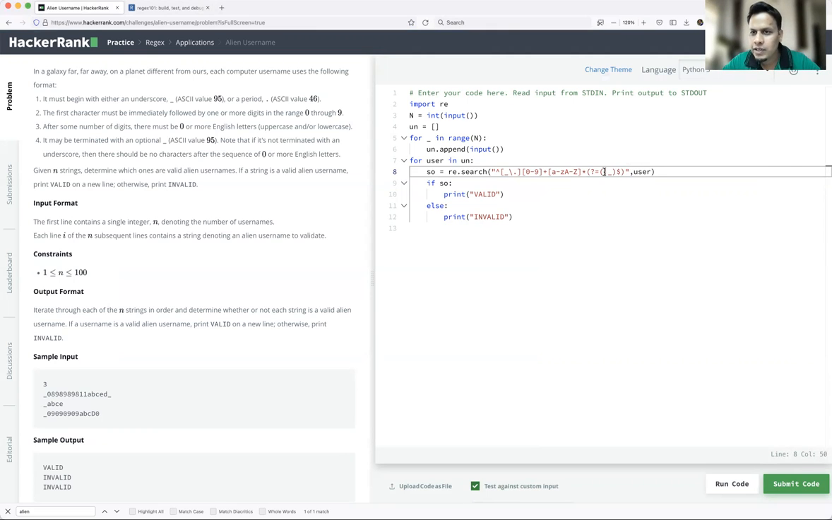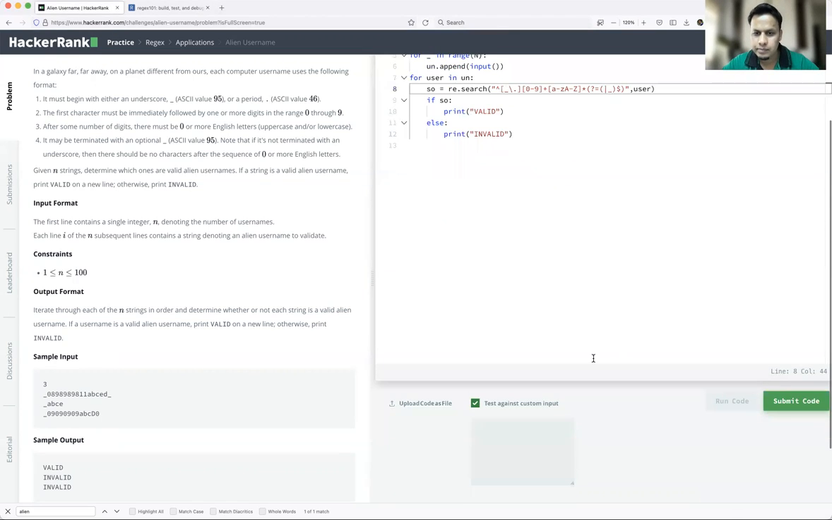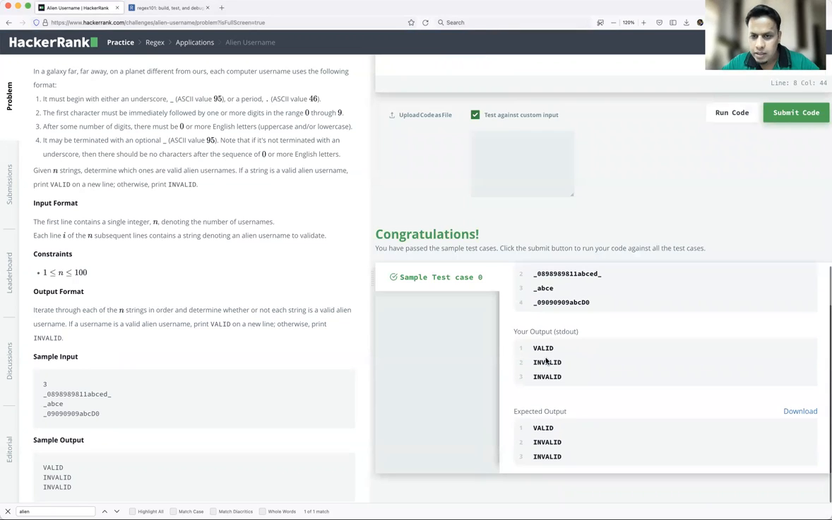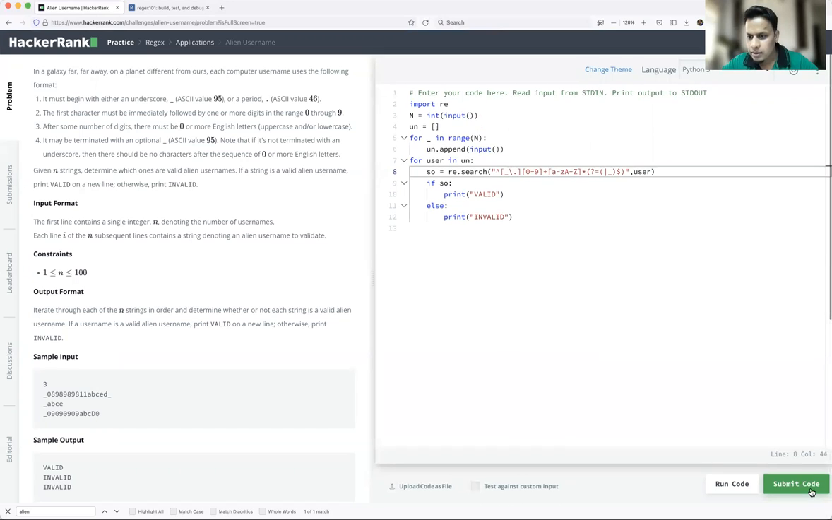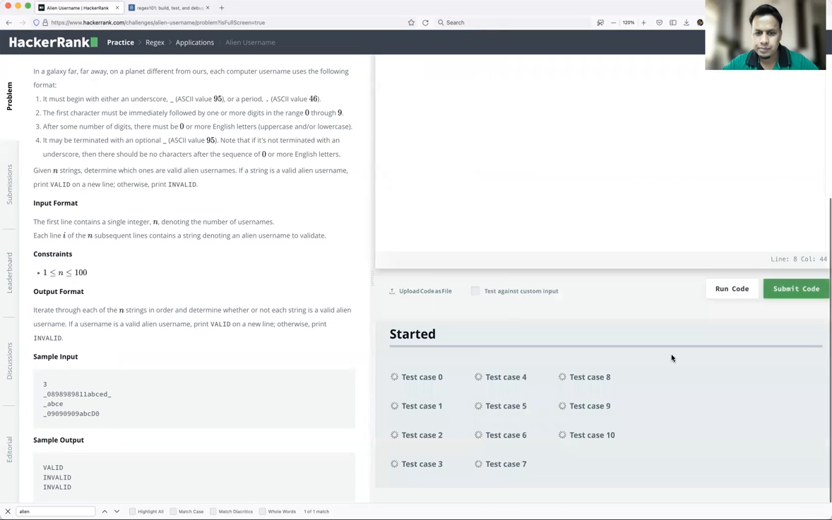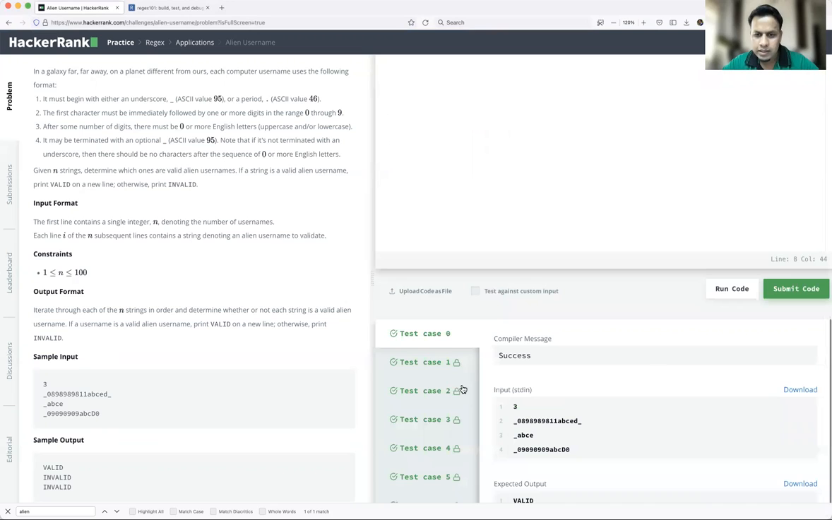So before bar we don't have anything, before or character we don't have anything, means that's what they are telling, right? If it is not terminated, we should not have any character after this. So up to here only it will match. Okay, so let's run the test case and see it is working or not. Okay, so valid, invalid, invalid, yeah, all are fine. Now let's go ahead and run the complete test case. Basically submit the code. Wow, all the test cases have been passed.